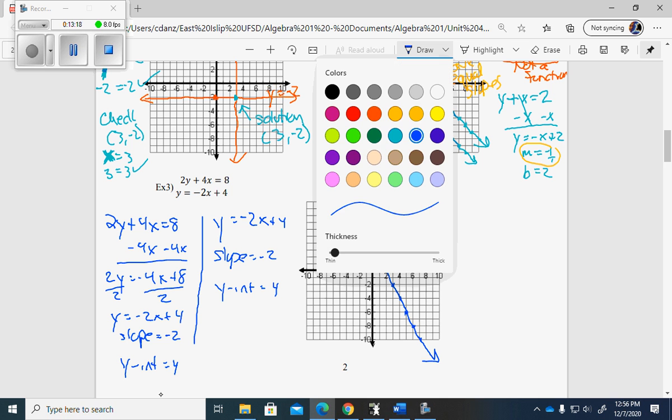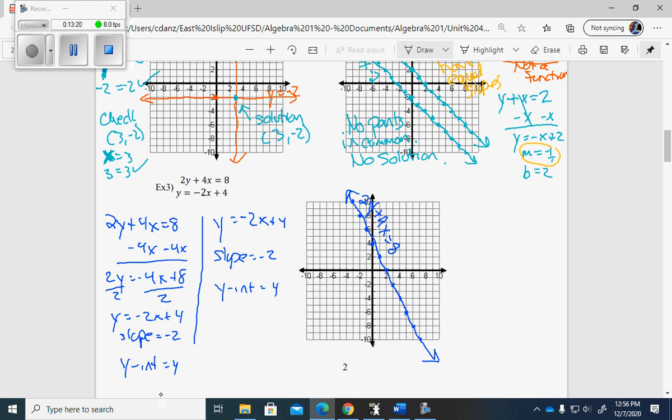Now, if I graph the second one, I'm changing color so that things stand out. I start at 4 and I go down 2 and right 1. So what do you notice? Yeah, it is. They're like the same line, right?